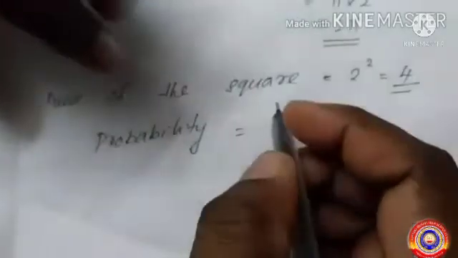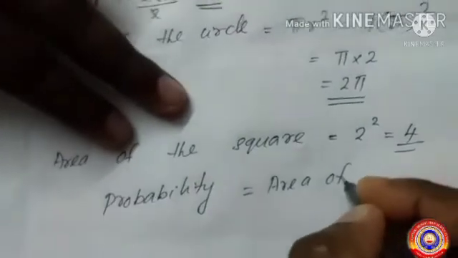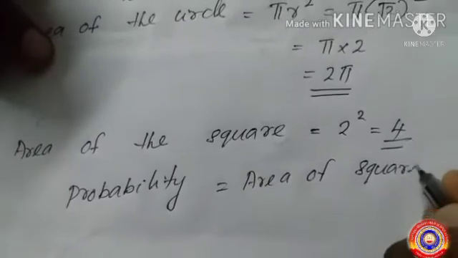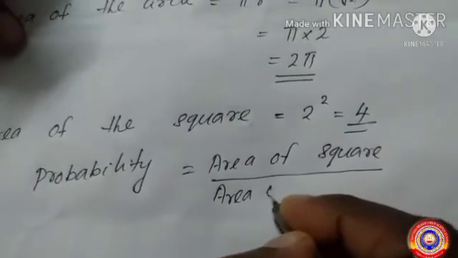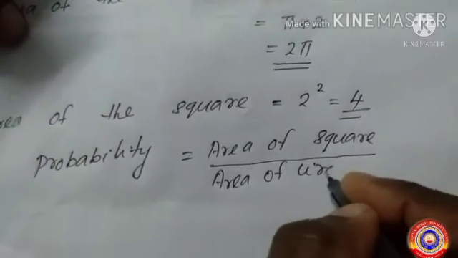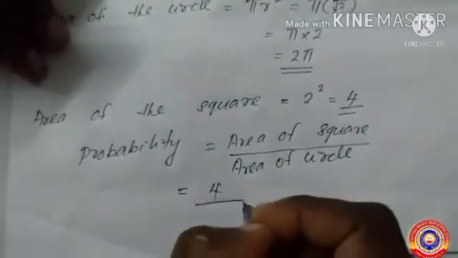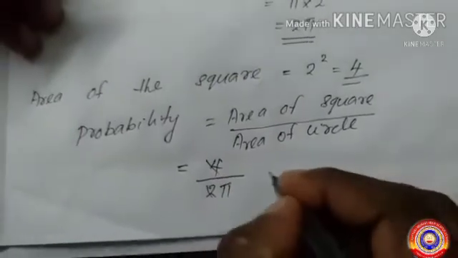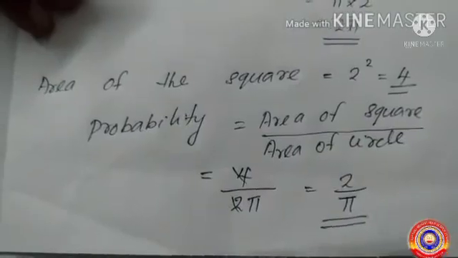Probability is equal to area of shaded portion, means area of square, divided by total area, that means the area of circle. Area of circle equal to 4 by 2 pi. 4 and 2 cancel, we get 2 by pi. So the probability is equal to 2 by pi.